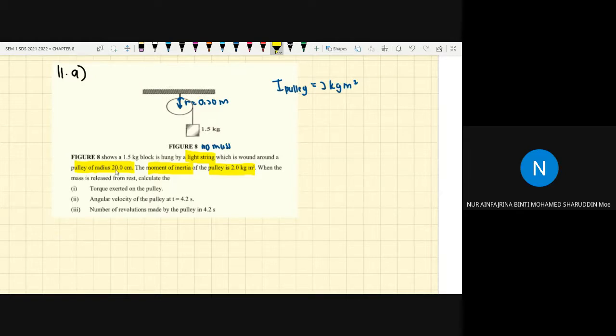Macam mana nak buat soalan ni? Macam mana kita nak calculate torque? Anyone? Do you have any idea? Yoel, do you have any idea, Yoel? Anyone? Torque equals to F R sin theta. But you tahu tak F berapa? You tahu tak tension you berapa?